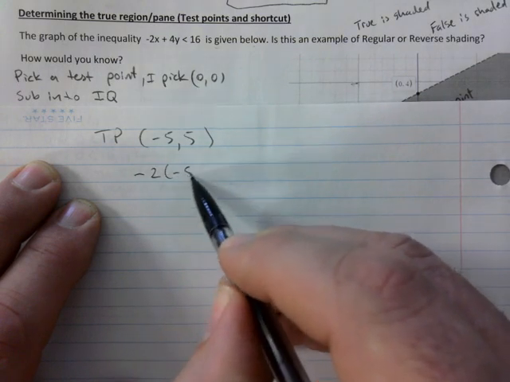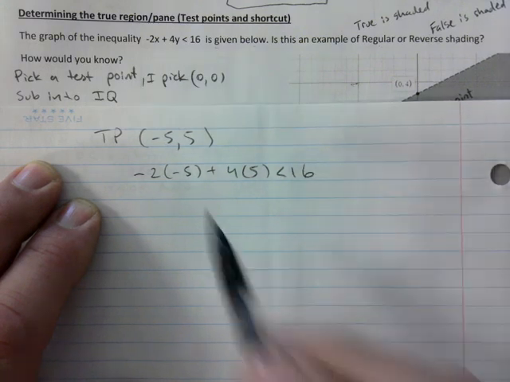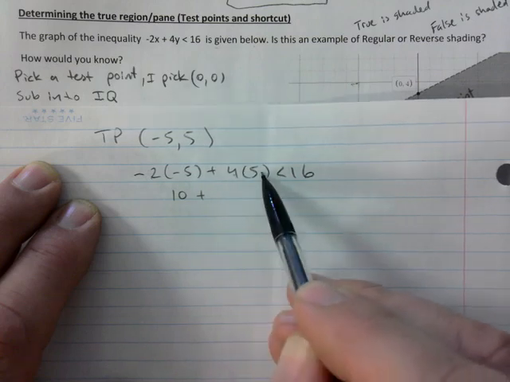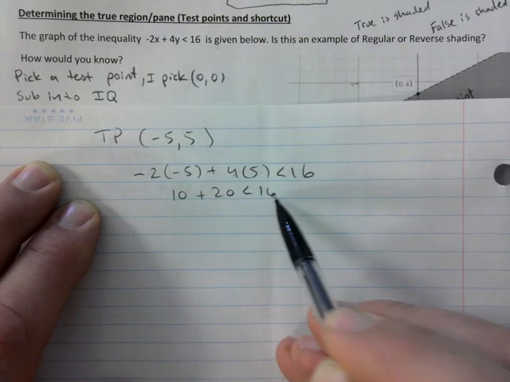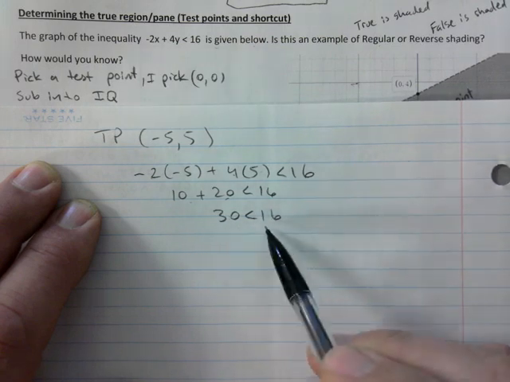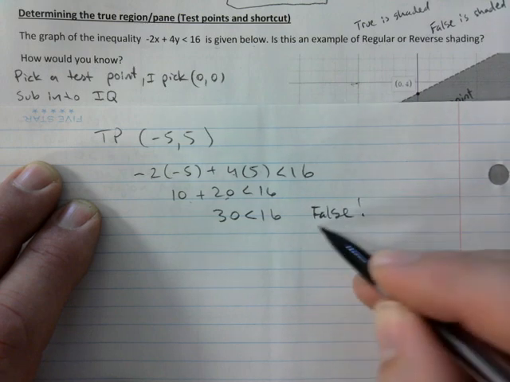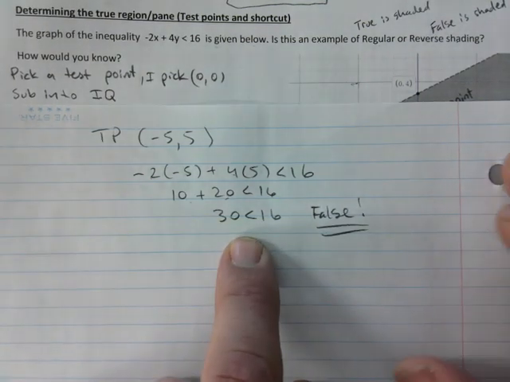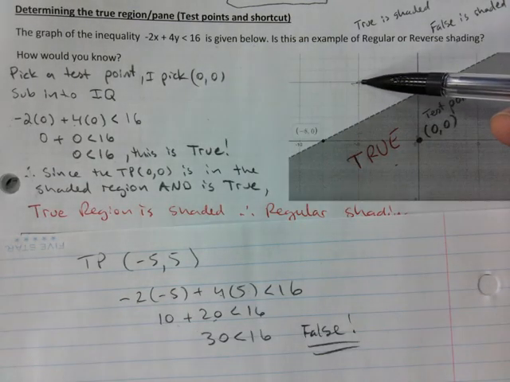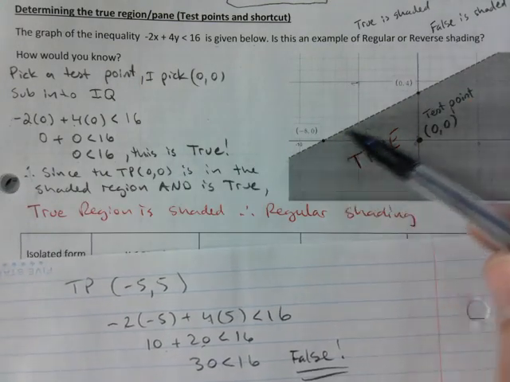-2 times -5 plus 4 times 5 less than or equal to 16. -2 times -5 is 10. 4 times 5 is 20. This is 30, right? Is this true? No, it's false. Right? So this is how this goes. You test one point, right? I tested this point. I plugged it in and it is false. Therefore, this is my boundary line.